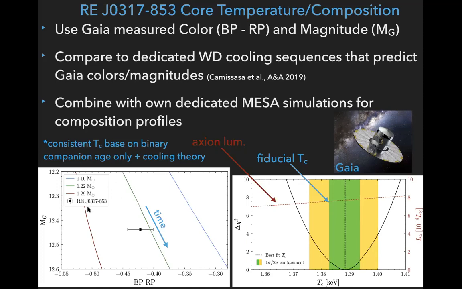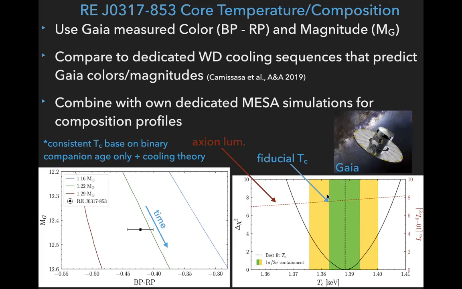And so you can see these cooling sequences for 3 different mass white dwarfs. So here, this green one turns out to be one of the best fit ones. As we go down in time, the white dwarf cools. And then to be consistent with the data, we need to be living somewhere in here, from which we can read off the core temperature, which is what's shown here on the x-axis. This is just the fit, delta chi squared. And you can see our best fit 1 sigma, 2 sigma core temperature.